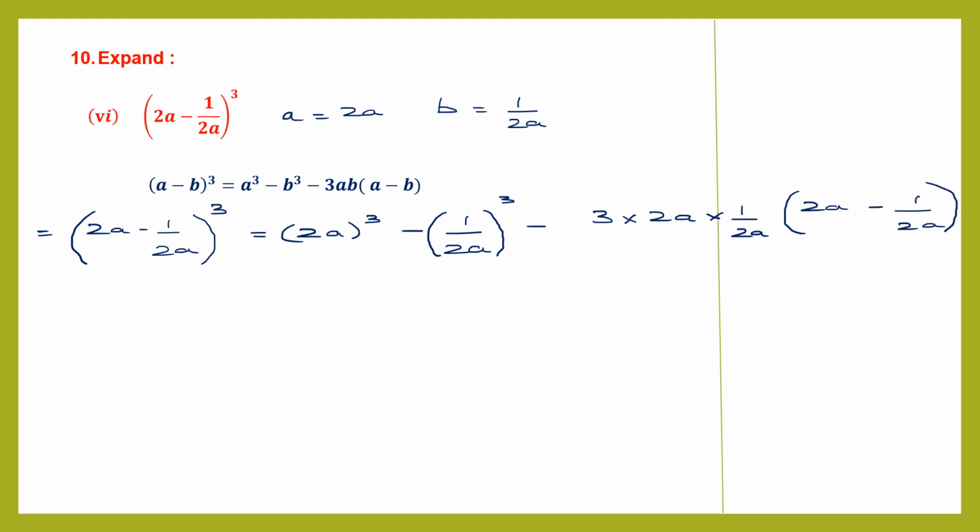So here let's work this out. So here 2a cube means 2a into 2a into 2a. 2 2s are 4, 4 2s are 8, 8 to the power of 3.